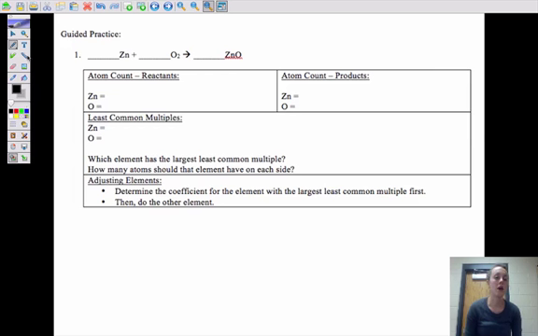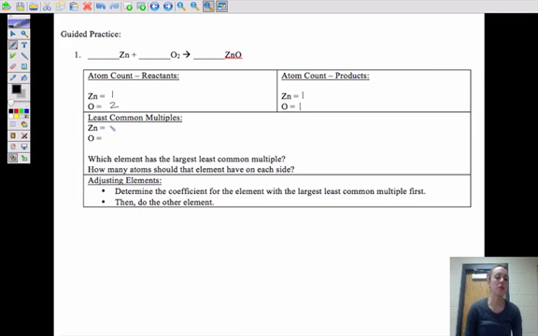Let's do some guided practice problems together. Now we're going to take away those step-by-step pieces and put it all together. First up is always an atom count. On the reactant side, I have 1 atom of zinc and 2 atoms of oxygen, while on the product side, I have 1 atom of zinc and 1 atom of oxygen.